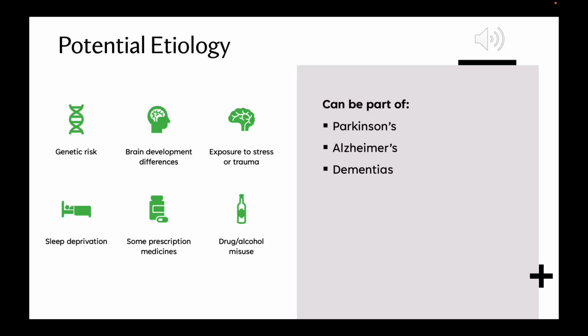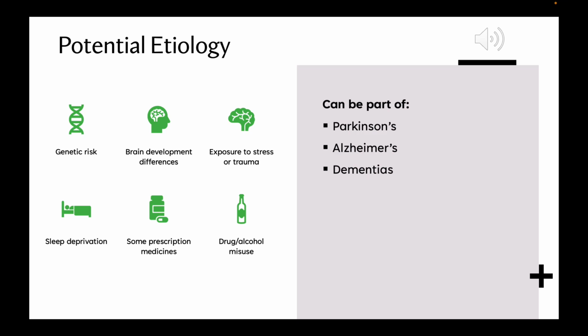Potential etiology of psychosis. So the causes of psychosis could be genetic risk, if you have family members with the disorder, or brain development differences. The brain regions involved in social cognition, such as the superior temporal sulcus, could be underdeveloped or have abnormalities. Exposure to stress or trauma can also cause psychosis. Sleep deprivation, it's one that I didn't think of, can cause psychosis, interfering with brain processes and sensory info, because sleep is essential for function of neurotransmitters.